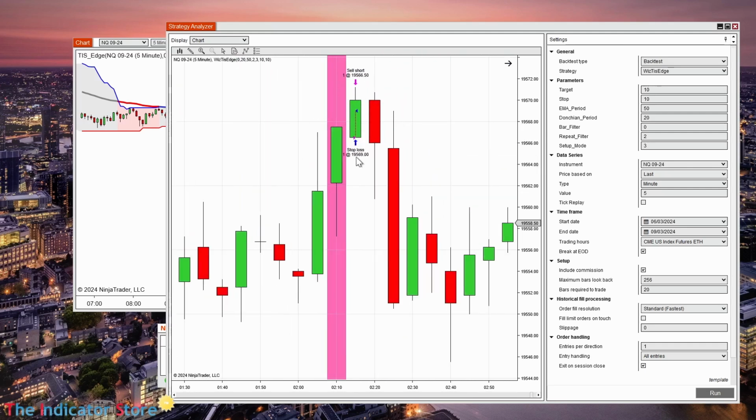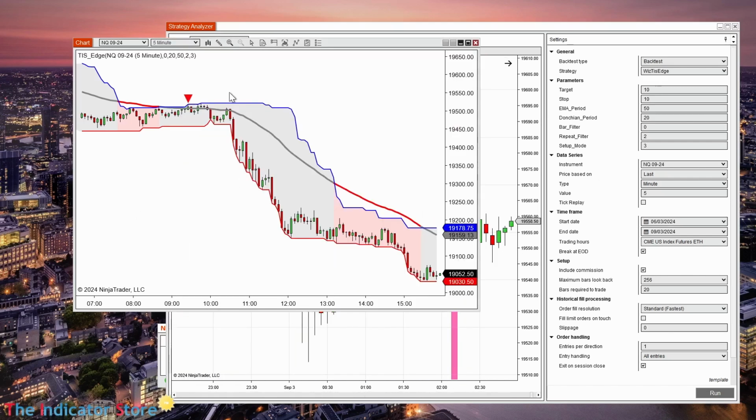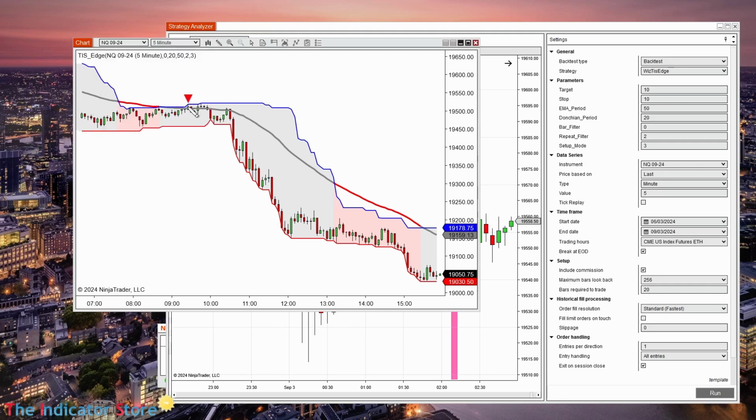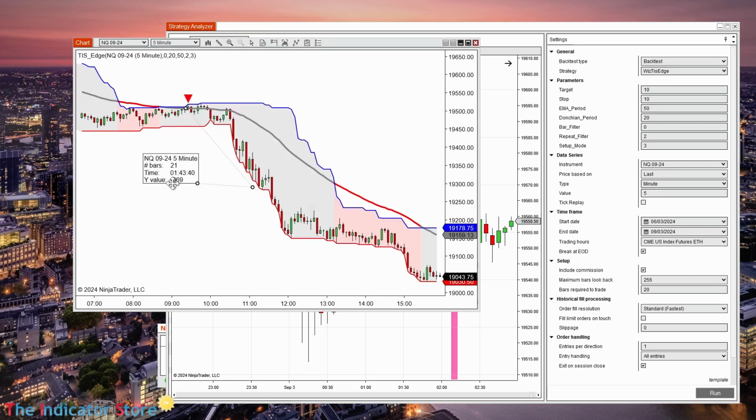Same here, 10 ticks. It is smaller than the size of a bar. You can also use the ruler to have an idea of the average target and size, so you can measure from the entry to more or less here, and you can see the size. It is in ticks, okay, 800 ticks, so 10 ticks is nothing.